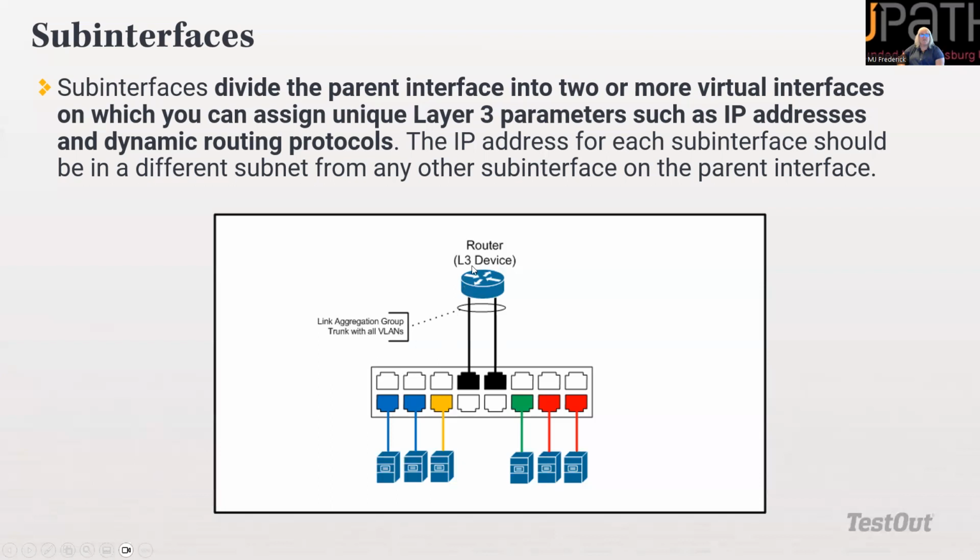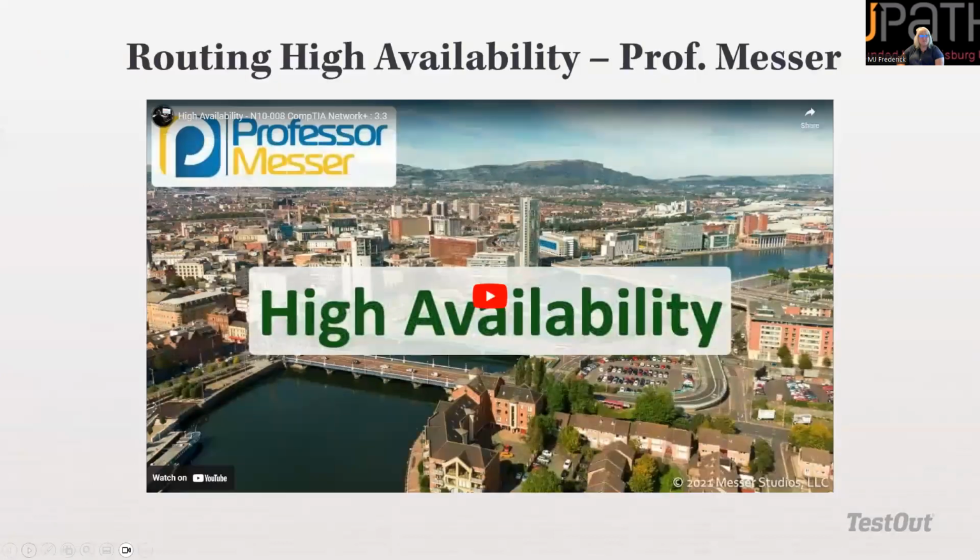All right, so here's our router, and we're using our layer 3 device. We're using our link aggregation group, bundled, our trunking with all our VLANs. So we've got these two here on these two ports, this one here and these guys over here. So we have the ability then to use the parent interface and break it into two or more virtual interfaces by sub-interfacing.